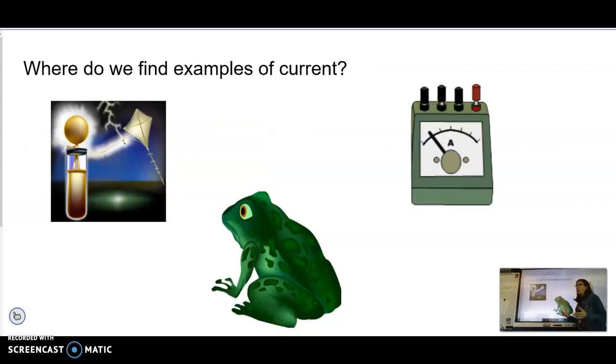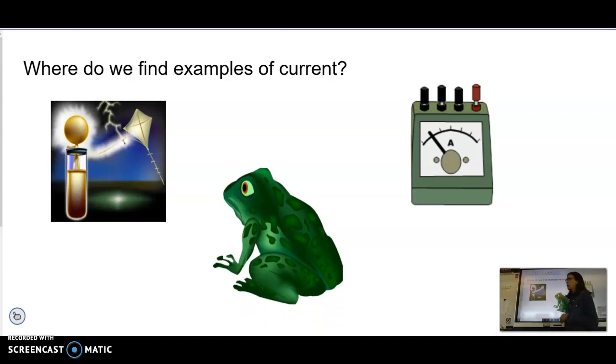So again, where do we find examples? Of course, charge going through a wire, where we might use something called an ammeter to help measure the current. Another example would be thinking about the famous experiment that Franklin did with the kite and the key, and electricity traveling through that. But we also see it in biology type examples.